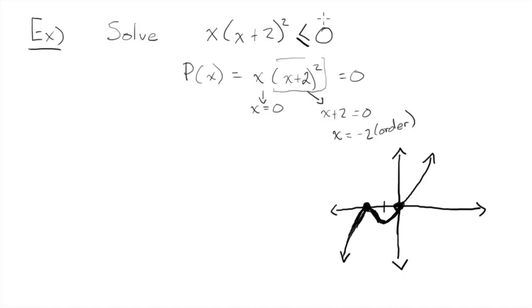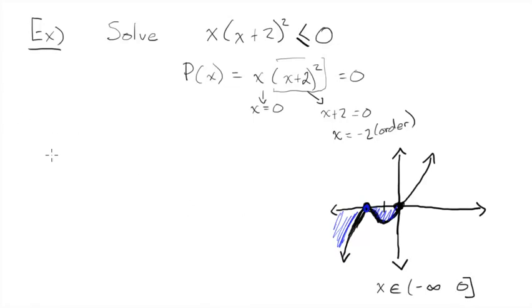So when is this less than or equal to 0? Well, it's less than or equal to 0 here, here, and actually here also, because that's where it's equal to 0. So really it's less than or equal to 0 for all these values up to 0 and including 0. So x is an element of negative infinity to 0.